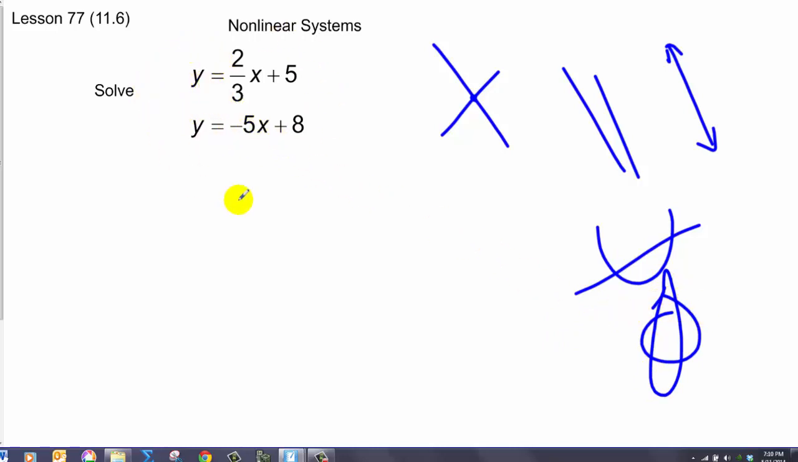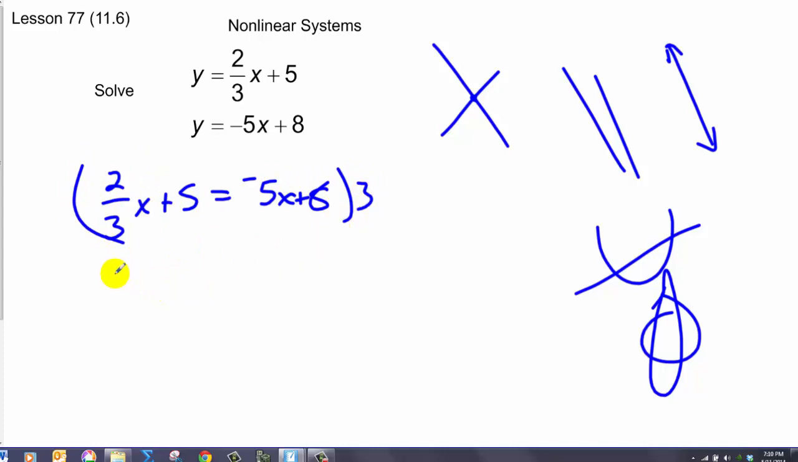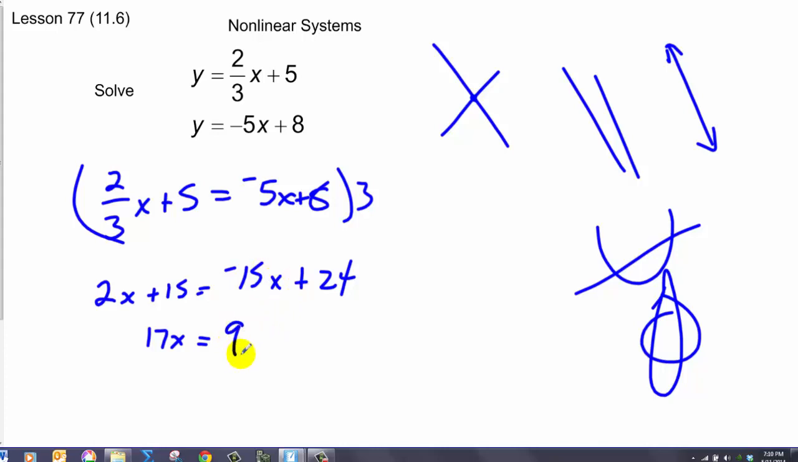We know that our first method of solution was always substitution. So if I wanted to, I could say, well, I know that 2/3 x plus 5 would be equal to negative 5x plus 8. Go ahead and multiply all the sides by 3 to start with, just to get rid of fractions. So I'd have 2x plus 15 is equal to negative 15x plus 24. 17x would equal 9, and then x equals 9 over 17.